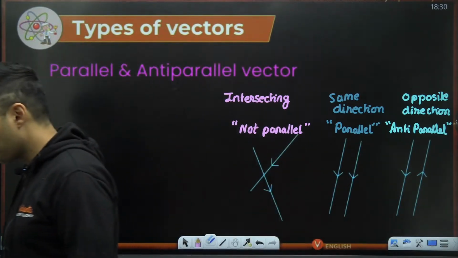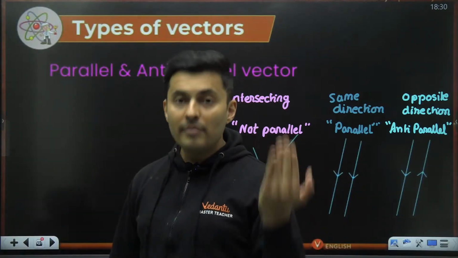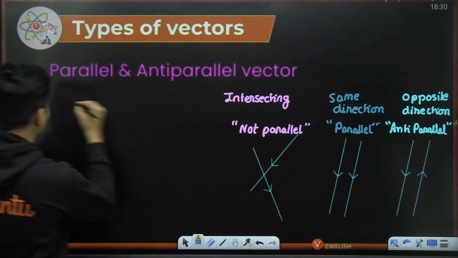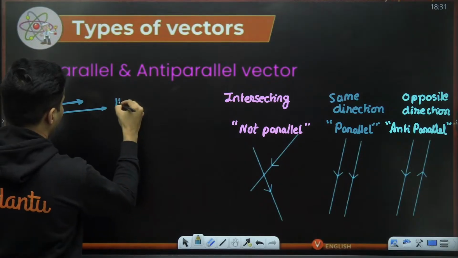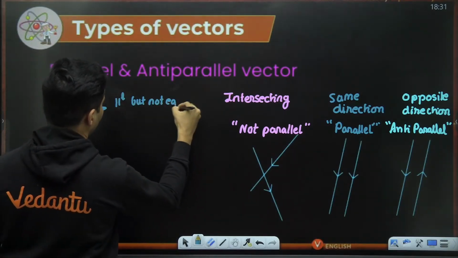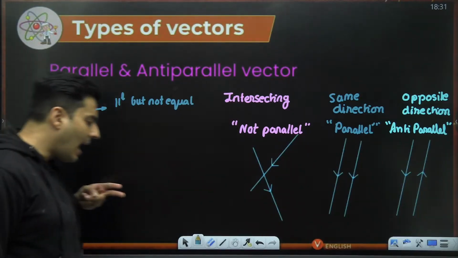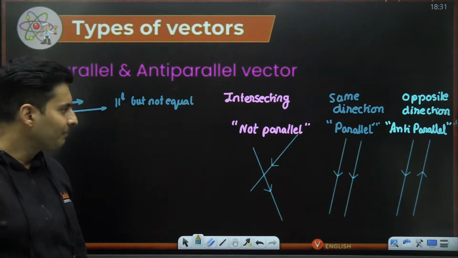Yes. Equal vectors are parallel. Parallel vectors may or may not be equal. For example, these two vectors over here, they are parallel, but they are not equal. So it is not compulsory. But if two vectors are equal, compulsorily they must be parallel.